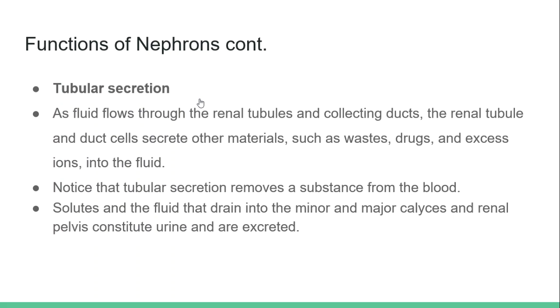Next is tubular secretion as a function of the nephron. As fluid flows through the renal tubules and collecting duct, the cells of the tubules and ducts secrete other materials such as wastes, drugs, and excess ions into the fluid. Notice that tubular secretion removes a substance from the blood. The solute and the fluid that drain into the minor and major calyces and renal pelvis constitute urine, and are excreted.